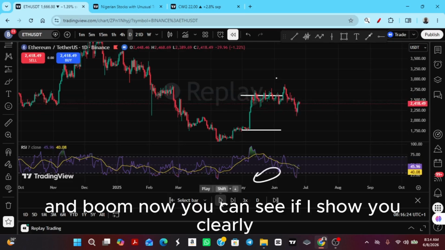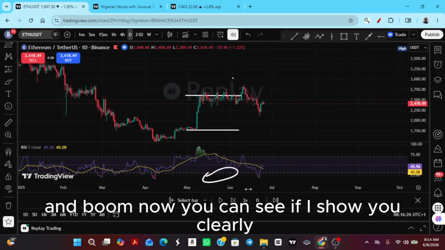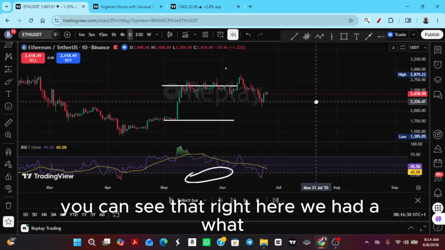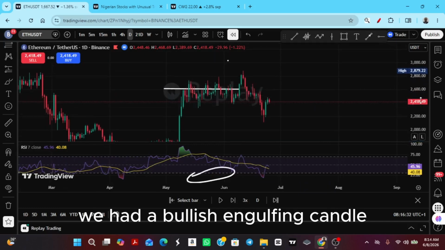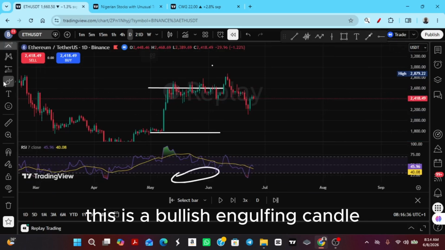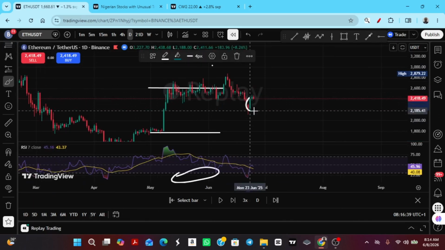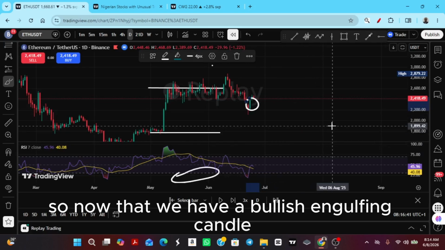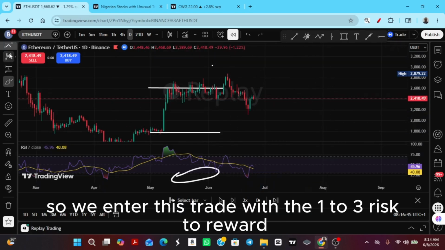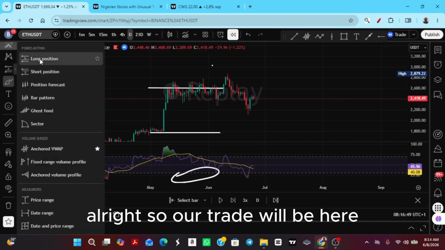And boom, now you can see, if I show you clearly, right here we had a bullish engulfing candle. This is a bullish engulfing candle. So now that we have a bullish engulfing candle, we enter this trade with a 1 to 3 risk to reward.